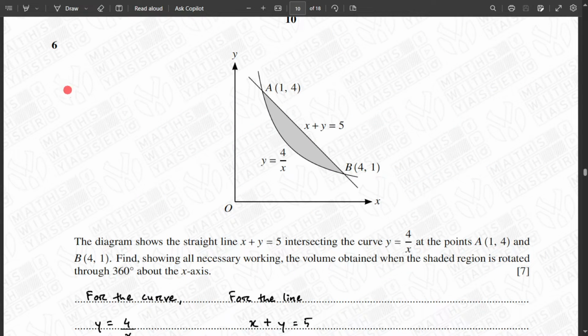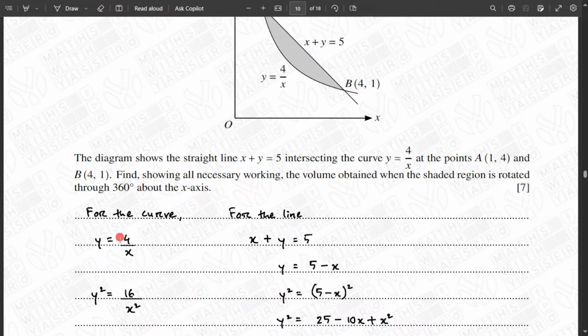Question number 6. The diagram shows the straight line x plus y equals 5 intersecting the curve y equals 4 over x at the points A (1, 4) and B (4, 1). Find, showing all the necessary working, the volume obtained when the shaded region is rotated through 360 degrees about the x-axis.